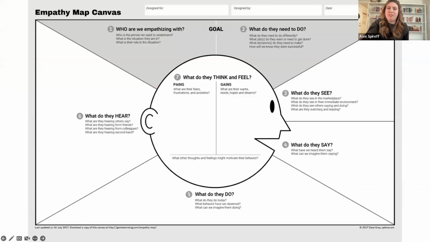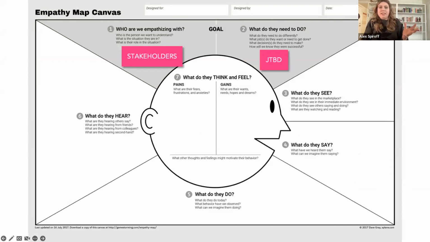But let's talk through the empathy map a little bit. So we have the person in the center, their internal thoughts and feelings, and then what is happening in their environment. So as we go through, you first identify who is your stakeholder, who is the person that you're identifying with. What do they need to do? What is their job to be done? What are their main tasks and objectives?